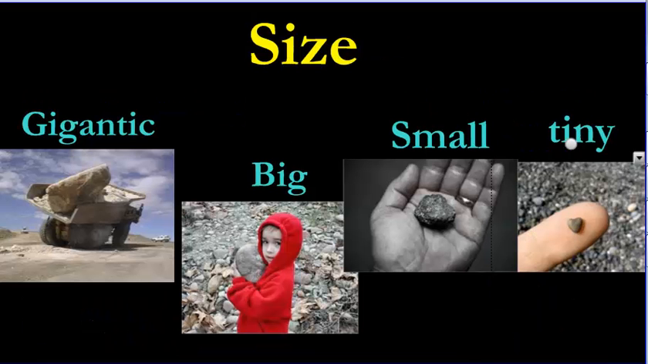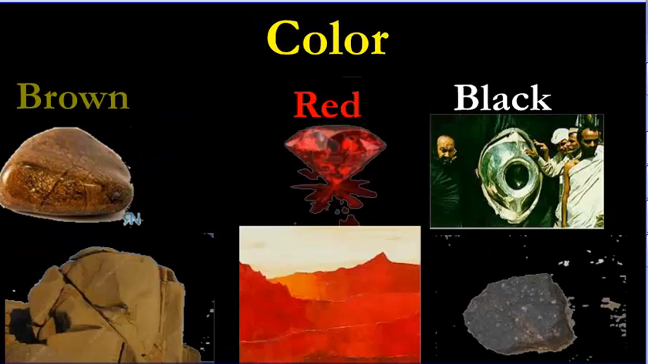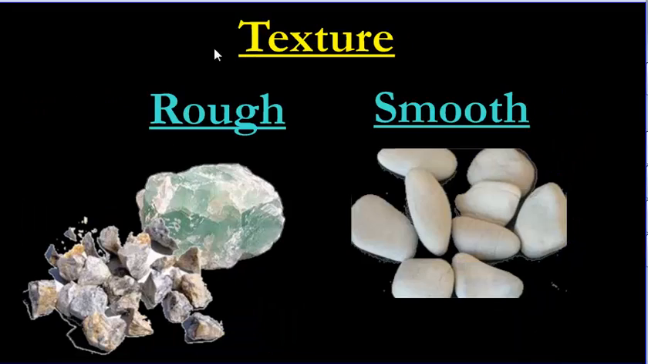So we've looked at sorting them by size, color, and luster, and now we're going to move on to texture, which is pretty straightforward. The word texture might be new to you, but you know what rough means and you know what smooth means, and those are two different types of textures. Texture just means what the rock feels like. So is it rough or is it smooth? We'll look a little later on as to what makes rocks smooth and what makes them rough.